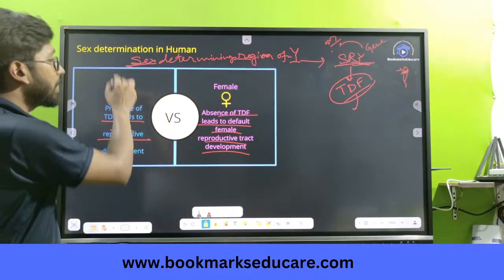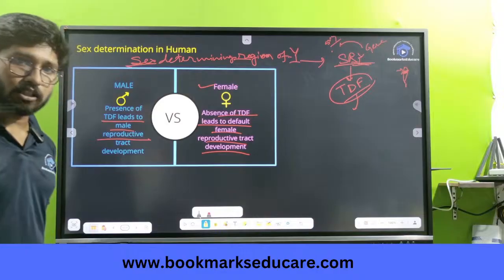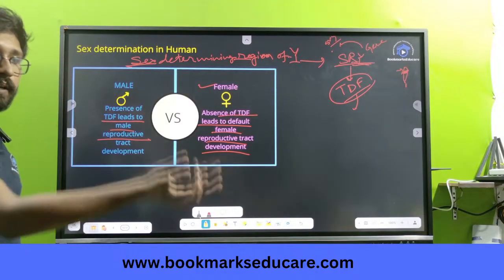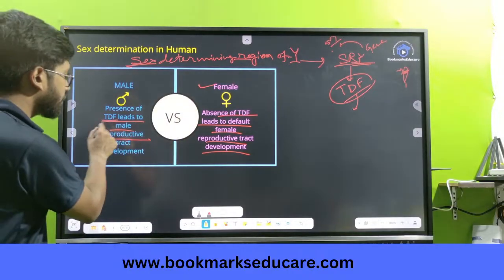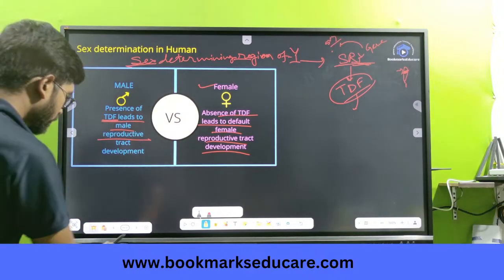Female is the default characteristic of the human embryo. Everything will become female. Every human will become female unless there is TDF present. Got it? Let's move on.